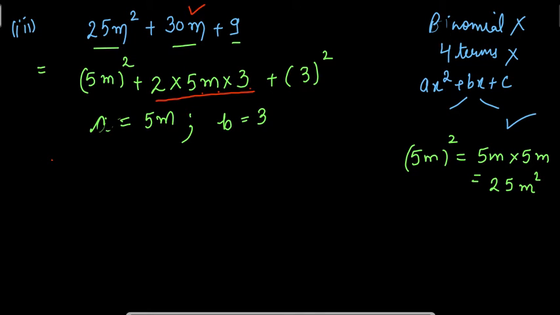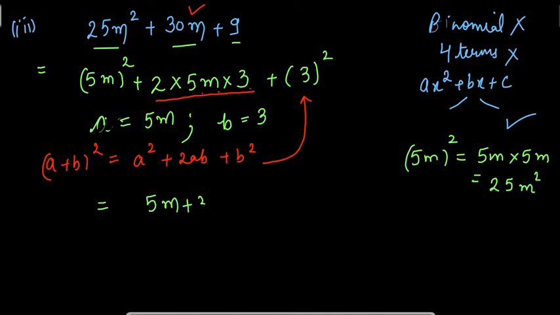Now, which identity will I use? A plus b whole square is equal to a square plus 2ab plus b square, right? My expression is in this form, the right hand side form of the algebraic identity. It means I can equate it to a plus b whole square. Therefore the factorization of this term will be a plus b whole square. Therefore the factors will be 5m plus 3 into 5m plus 3.